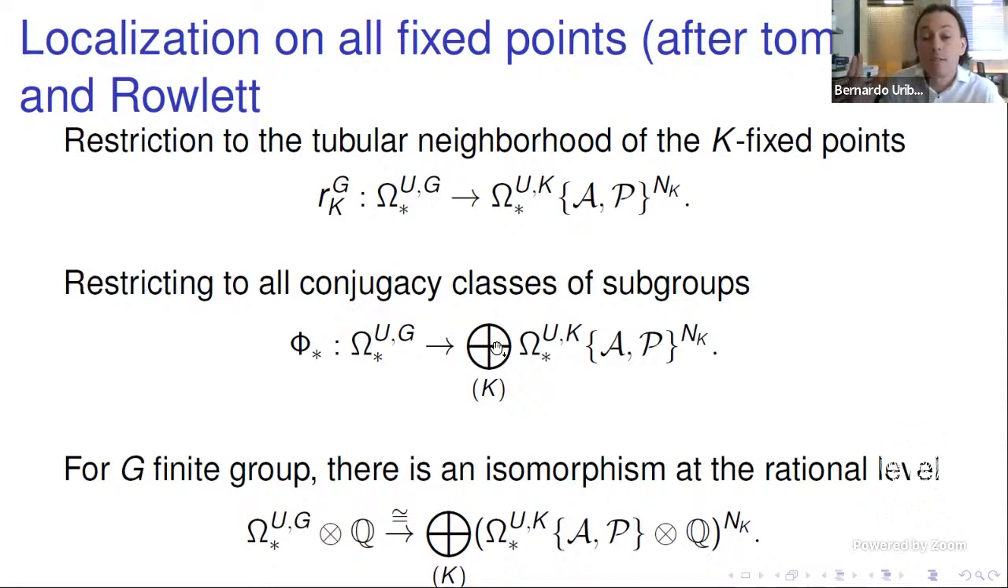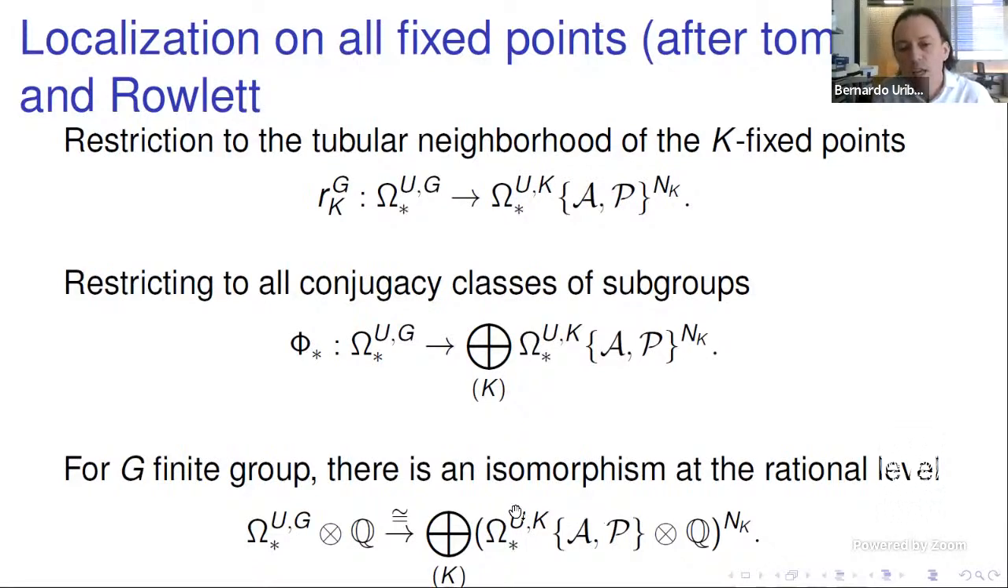And in good cases, one expects this map to be injective. Why? Because the right-hand side is precisely bordism groups of Grassmannians with some invariant part, but it's just Grassmannians. So if one is lucky, one gets all the information from the fixed point data. And the nice thing about these Mackey functors in general is that if you tensor with the rationals, then it becomes an isomorphism. So rationally, the bordism group is simply what happens at the fixed point data. So rationally, one could think, forget about the complicated bordism group and look at the fixed point data and the Grassmannians around it and the representations.